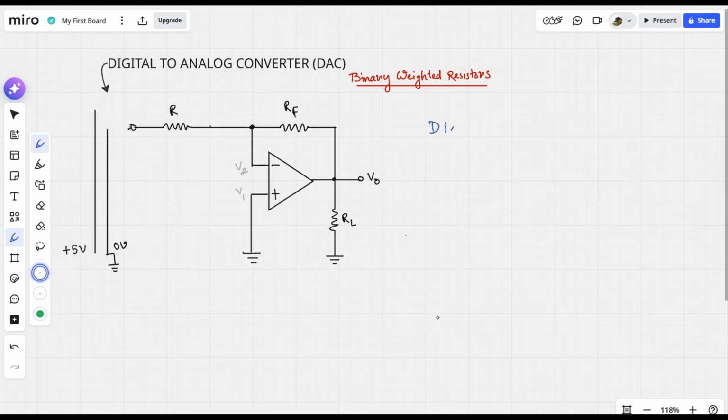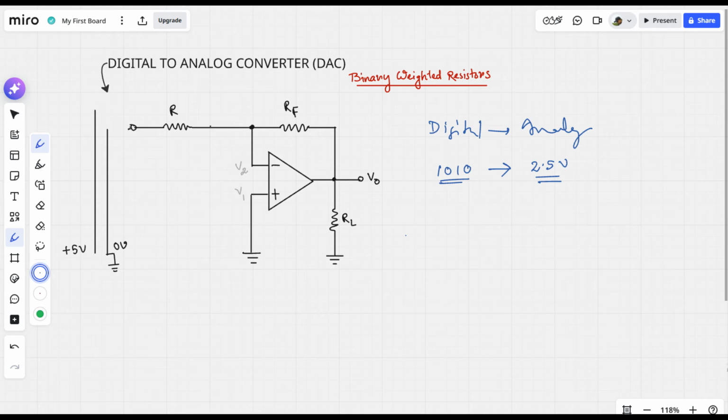So what does a DAC do? A DAC converts a digital signal to an analog signal. In simple words, a binary input is given and the corresponding analog voltage is obtained across the output. Suppose we are providing a 1010 digital sequence, and correspondingly we have to generate an analog signal, say around 2.5 volts. This is the primary requirement of our DAC converters. We are given a digital input and across the output we should get an analog signal.